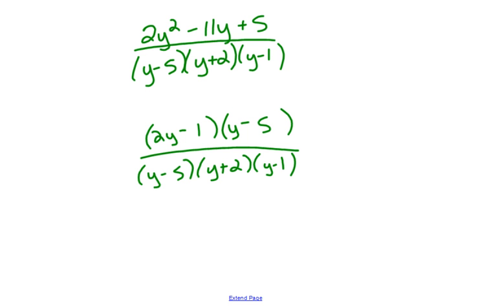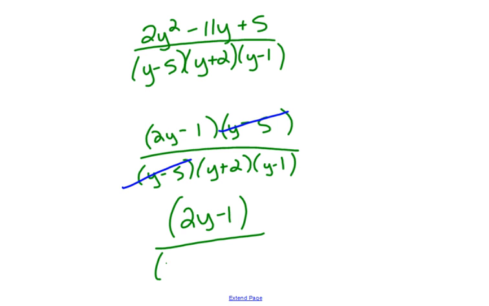This does factor. So now I see if anything is a common factor that I could cancel, like the y minus 5s. And you would have to reduce this. If you left your answer as above, you would lose points because you didn't reduce that fraction fully. So there is my final answer.